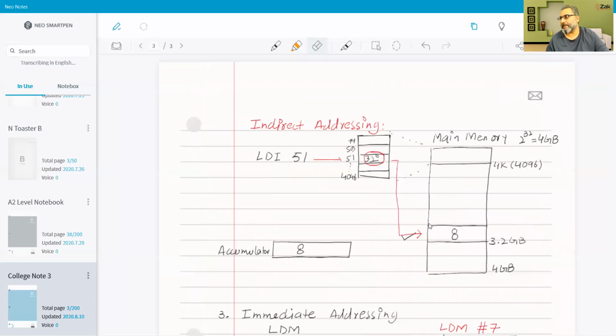So let's say I gave you this example: we have this main memory which is of 4 GB. We have data at somewhere 3.2 GB, but we cannot access this 3.2 GB directly because we can access only 2 to the power 12, 4096 addresses directly. So what we do is, on one of these 4096 addresses, we will place the 3.2 GB address, and we will access it with LDI 51.